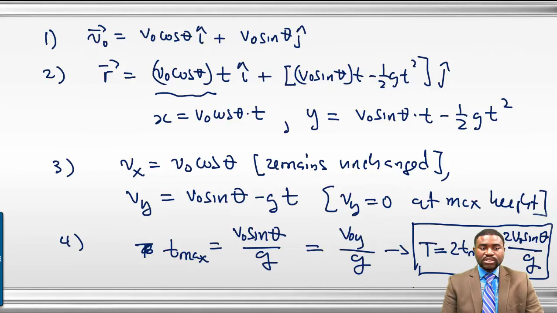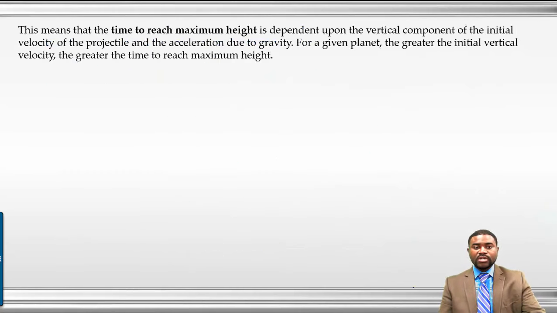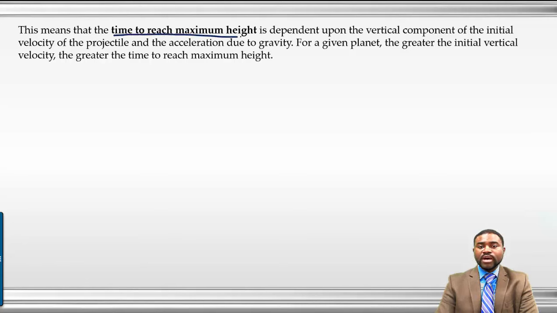Any questions? Listen up carefully. I intentionally wrote down this statement. Keep in mind, if you didn't write this statement down, it's the best time for you to put it down. The time to reach maximum height is dependent upon the vertical component of the initial velocity of the projectile and the acceleration due to gravity. What does this imply? This means that for a given planet, the greater the initial vertical velocity, the greater the time to reach maximum height.